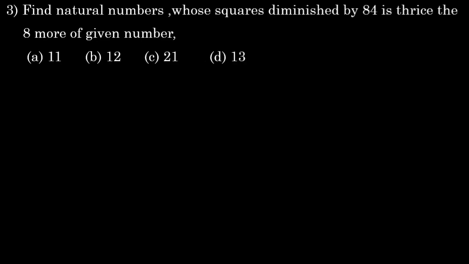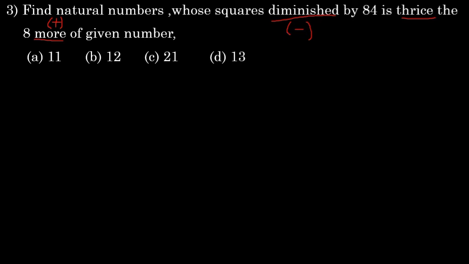Third one: find the natural number whose square diminished by 84 is thrice the 8 more than the given number. Options we have 11, 12, 21, 30. Here they said the square diminished by, that means the square of the number is decreased, that means minus 84. We subtract 84, and the answer needs to be equal to the number added to 8 and then thrice, so that is the answer. So let's check with the options.